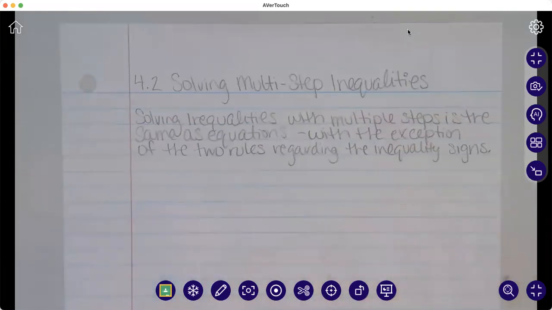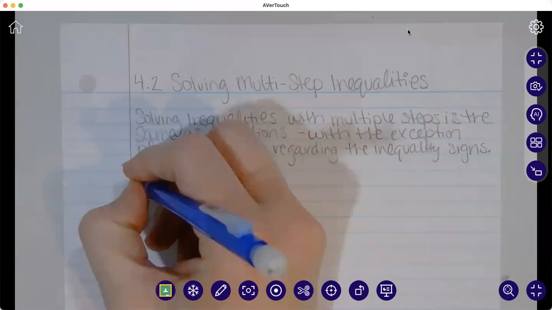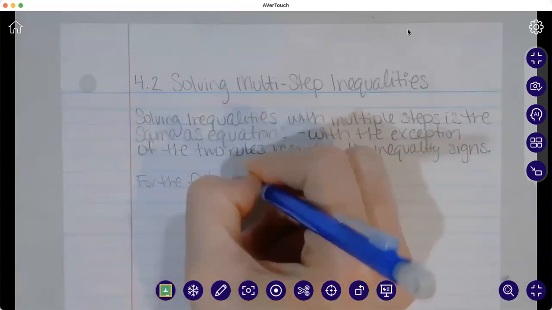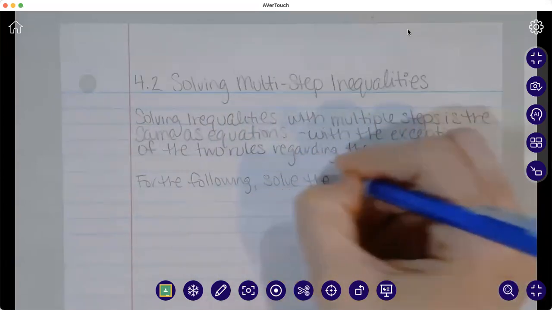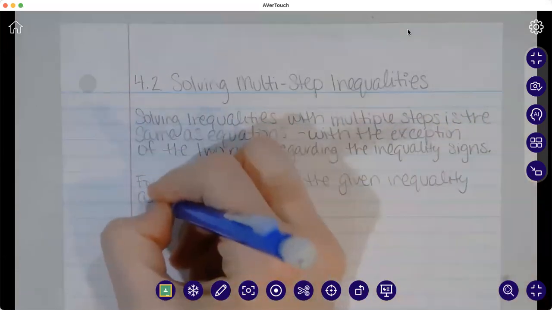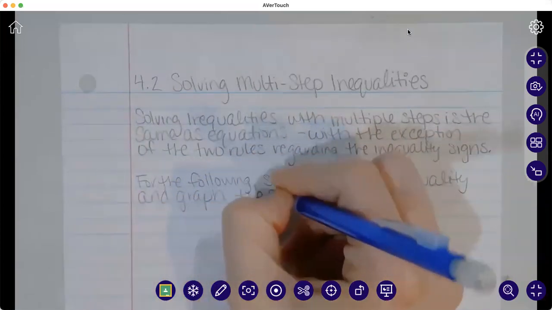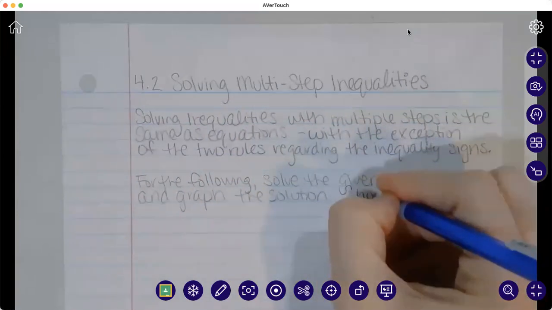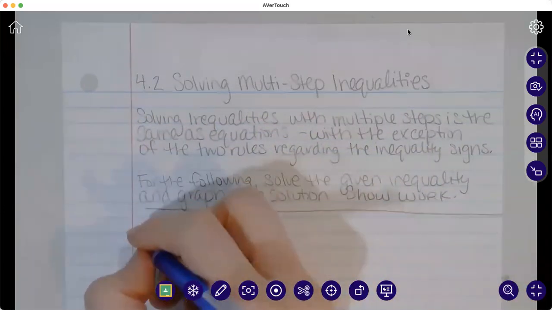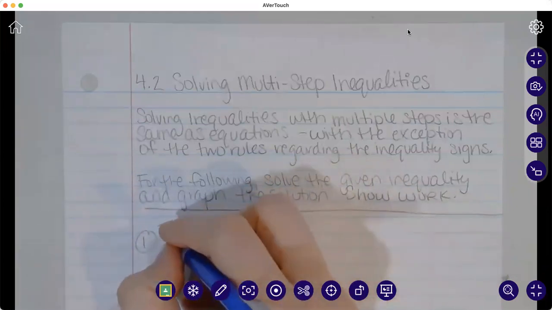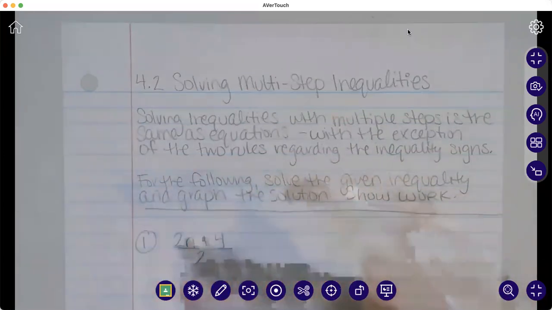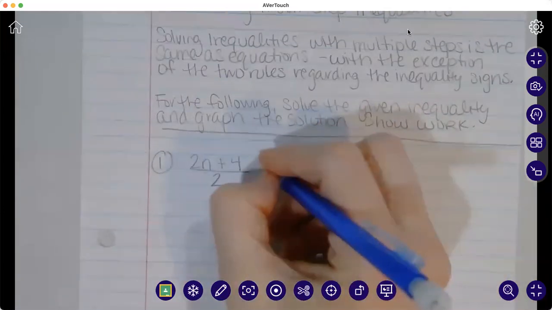So let's look at our first problem. The instructions for the problems are the following: solve the given inequality and graph the solution. Show work. So number one, we have 2n plus 4, all divided by 2, is greater than 11.